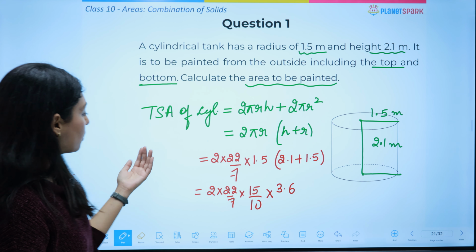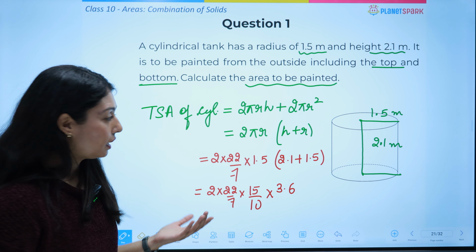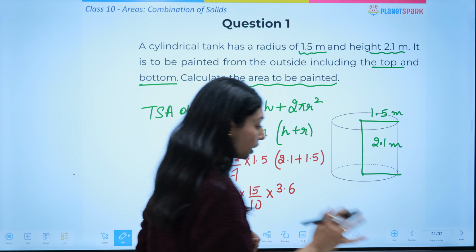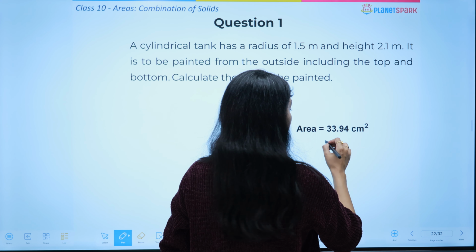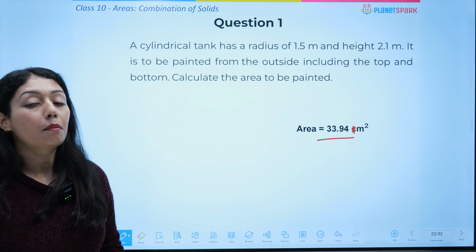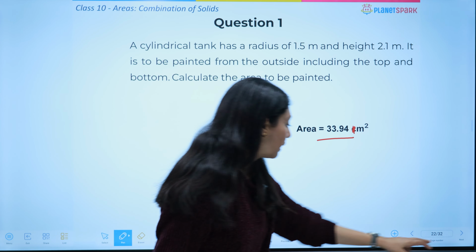Just do the calculations, everybody, and check your answers there. Since we are finding the area, units will be meter square here. So we can say the answer will be 33.94 meter square. Okay, next one.